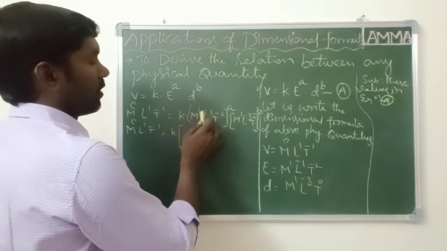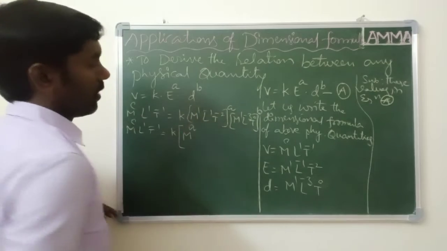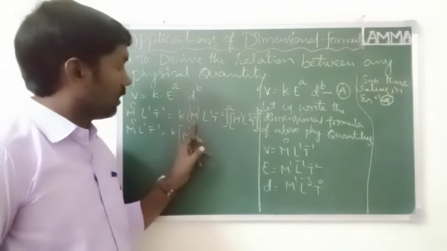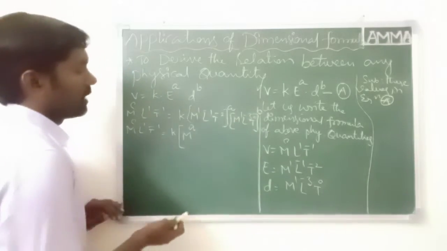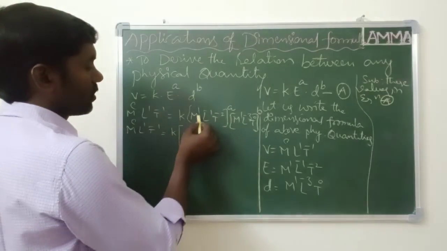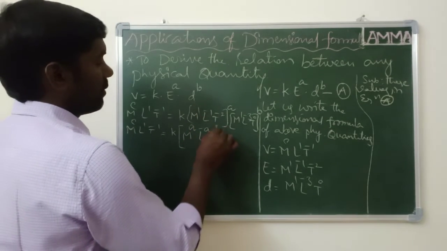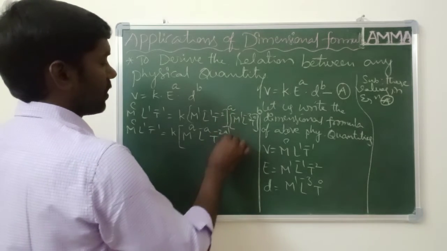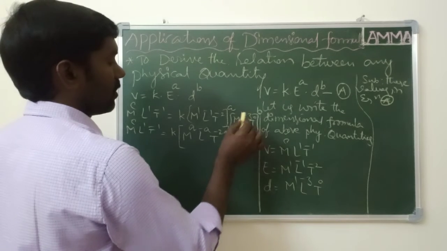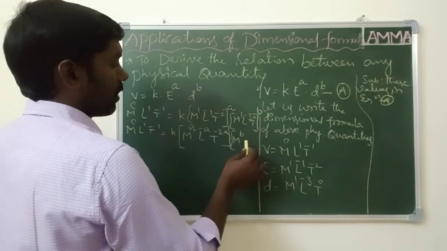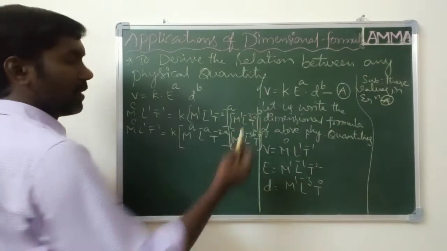let us multiply this. M1 whole power a is M^a, because (a^m)^n equals a^(mn) according to the algebraic rule. So M1 power a is M^a, L minus 1 power a is L minus a, and T minus 2 power a is T minus 2a. Then M1 power b is M^b, L minus 3 power b is L minus 3b, and T power 0 stays T0, because 0 into something is 0.